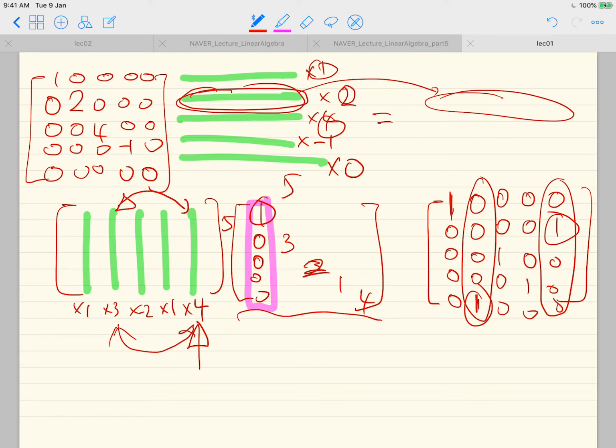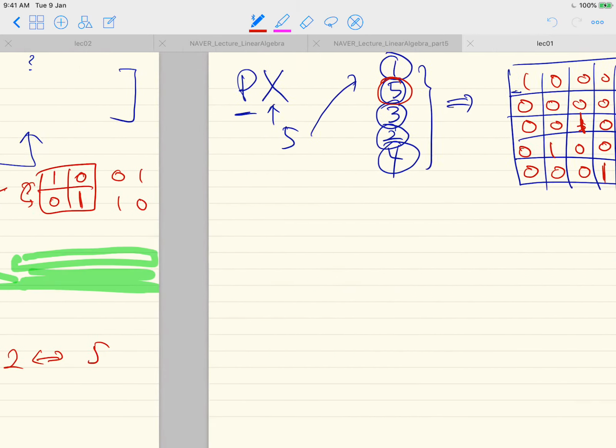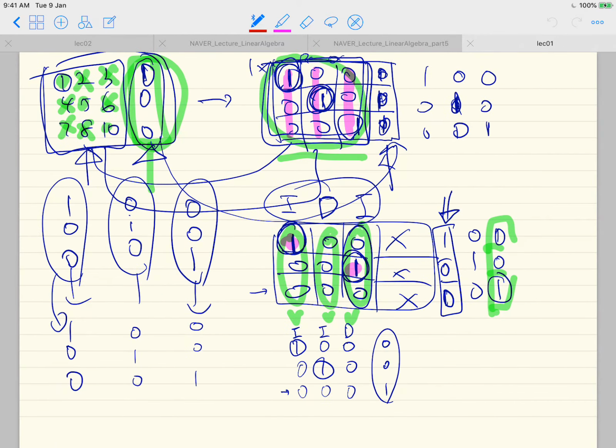Okay, so far so good, right? And then now let's think of the most difficult operation among the three in the Gaussian elimination, which is the row replacement. Okay, row replacement.